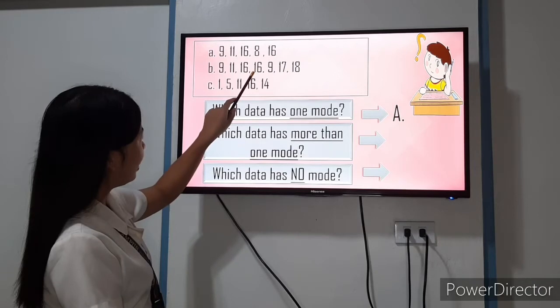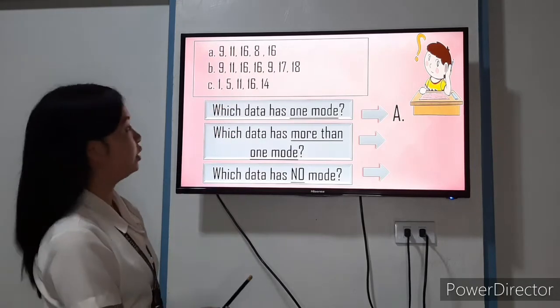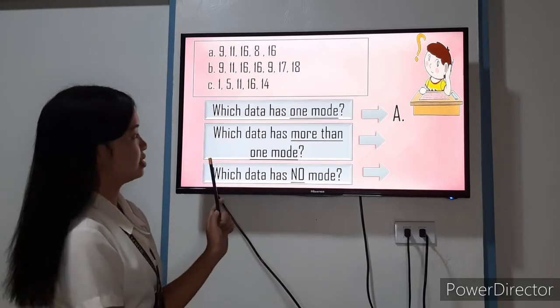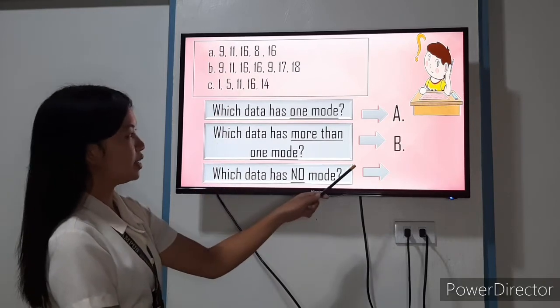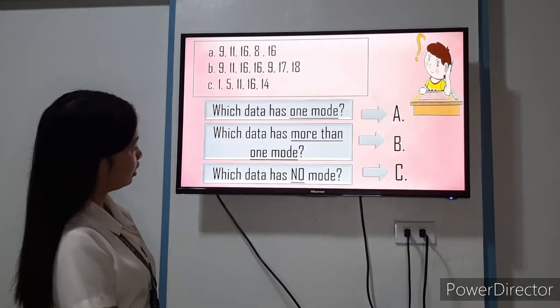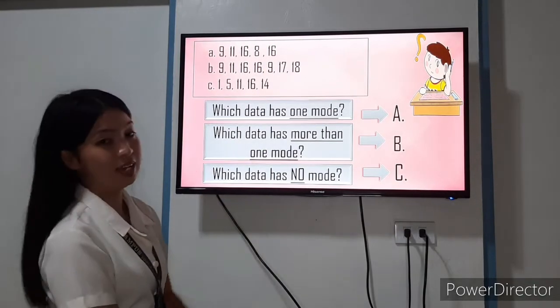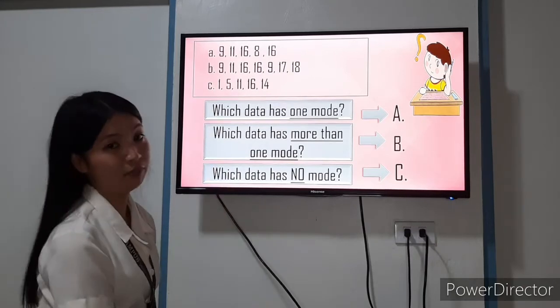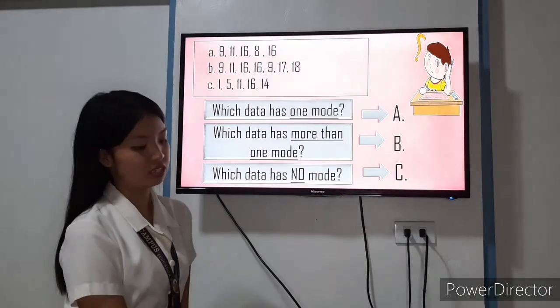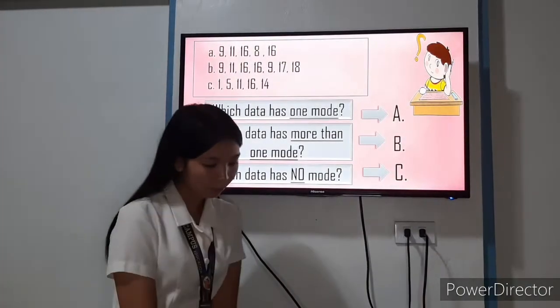Here, 16 and 9. Therefore, the modes in set B are the numbers 9 and 16. Therefore, set B is the answer to this question. And last, obviously, set C has no mode. There is no number that appears more frequently. They only appear once. Okay?